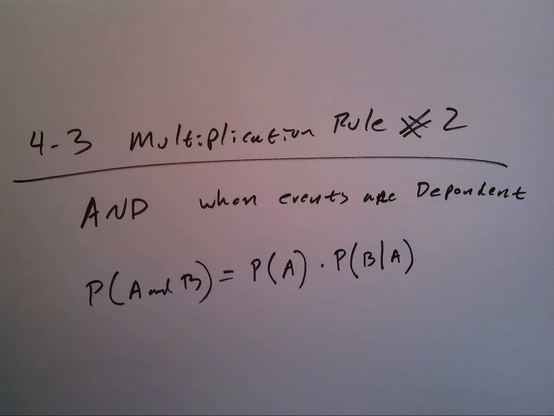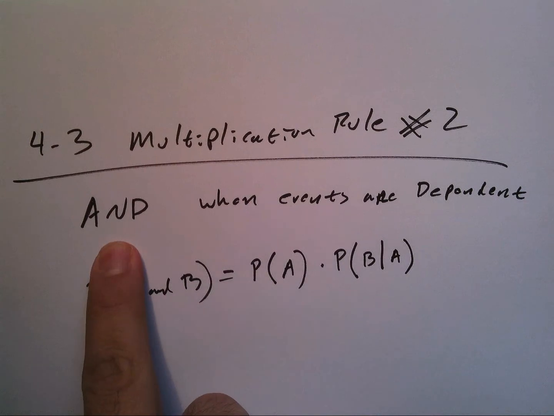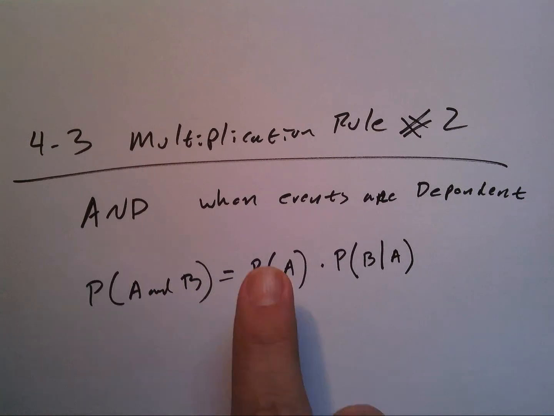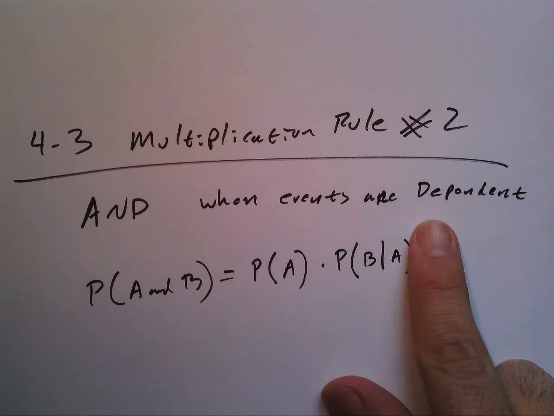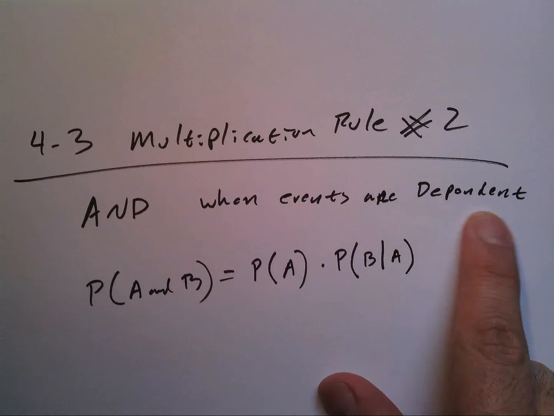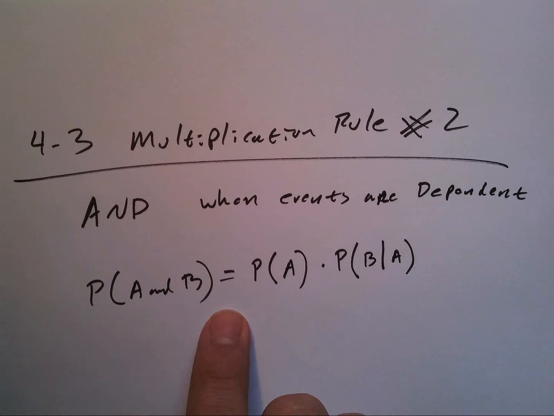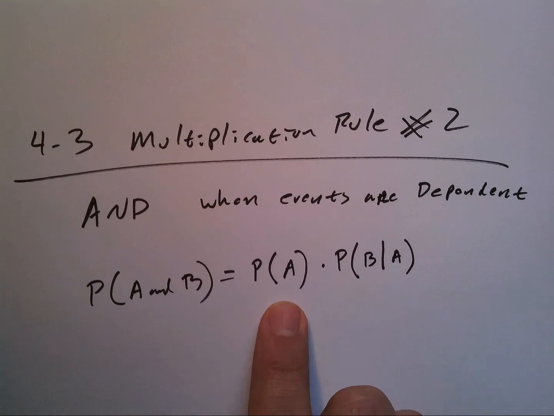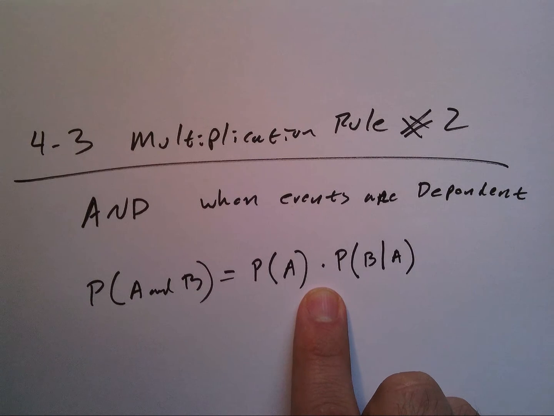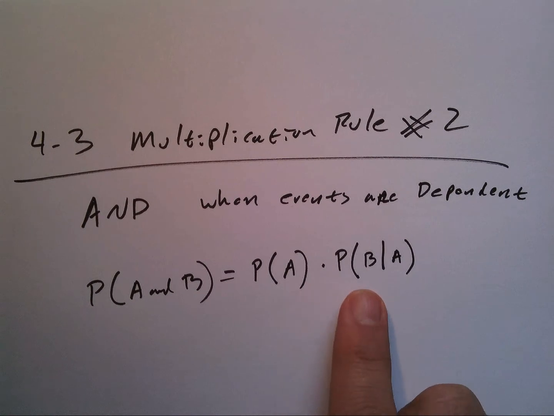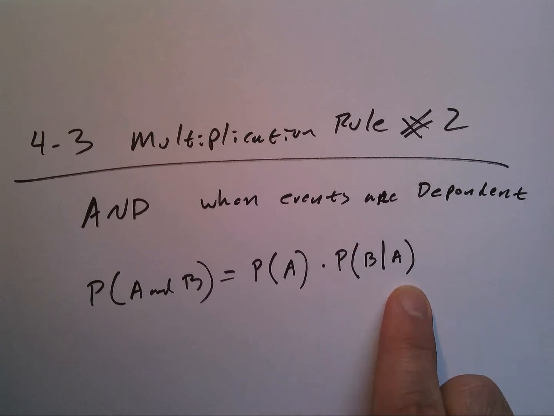All right, here we have multiplication rule number 2. This is when we have an "and", both events happening simultaneously, when events are dependent, right? Dependent means there is some influence of A and B onto each other, all right? So when you have the probability of events A and B happening, it's equal to the probability of A happening multiplied by, and here's the change, the probability of B given A.